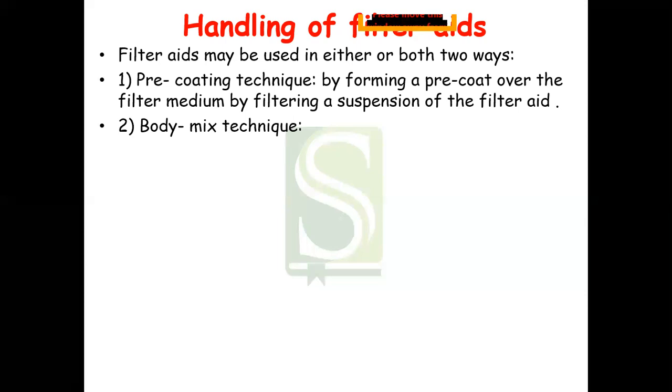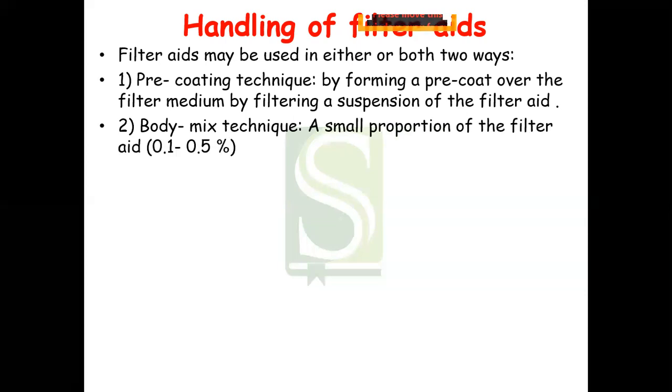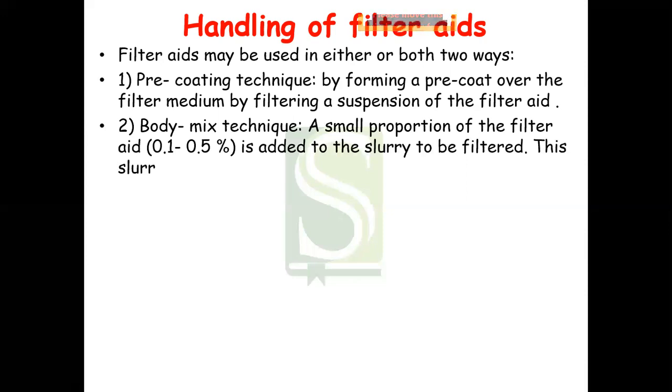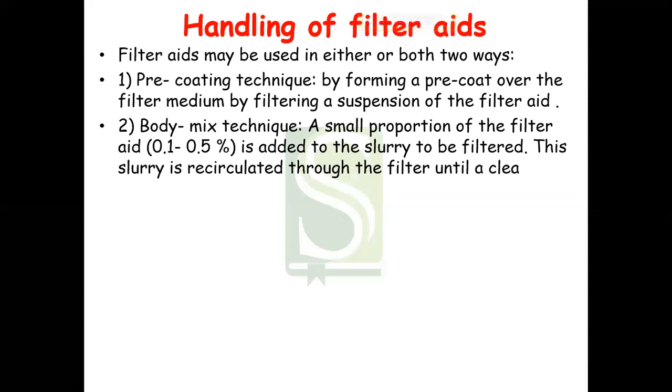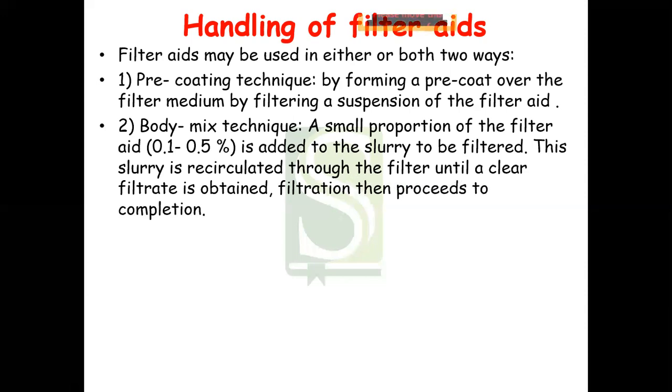The second technique is the body mix technique. A small proportion of the filter aid, approximately 0.1 to 0.5% of the filter aid, is added to the slurry which is to be filtered. Now this slurry is recirculated through the filter until a clear filtrate is obtained. So filtration proceeds to completion.